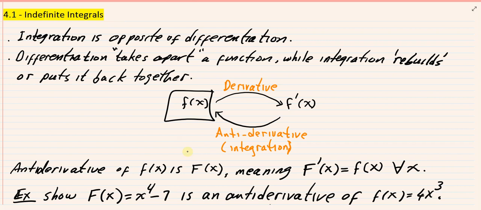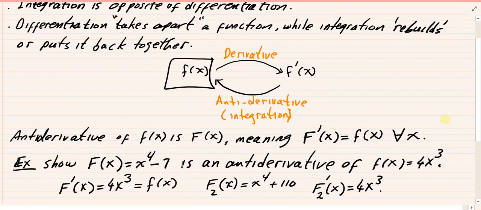So I have an example here. I want to show that capital F of x, x to the fourth minus 7, is an antiderivative of f of x, which is 4x cubed. So what I'm going to do is take the derivative of that, and the derivative turns out to be 4x cubed, right? That's the derivative here. There you go. So capital F is the antiderivative, okay? Little f here is the derivative. And I know we use f prime, but in this notation we call the derivative a function f of x.